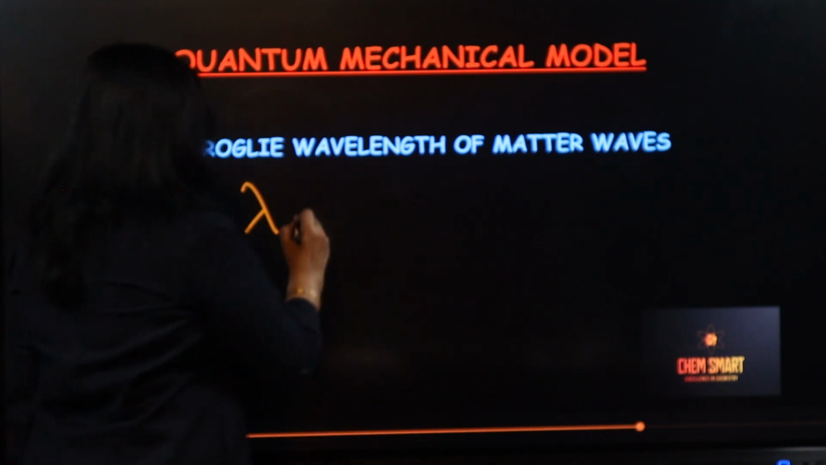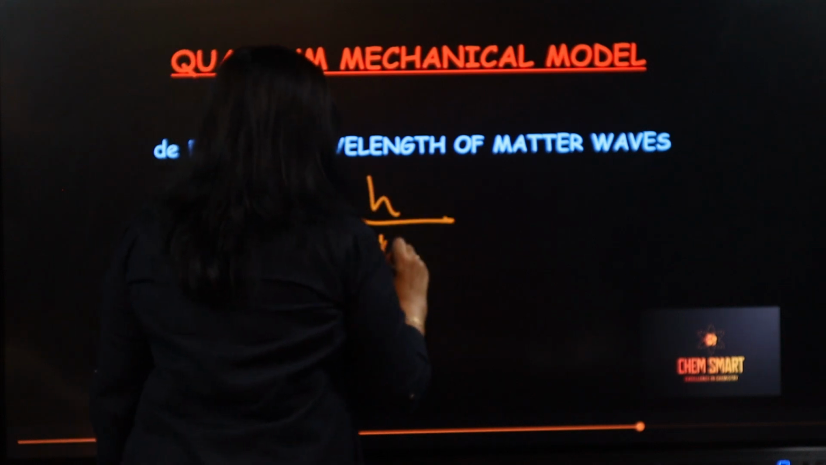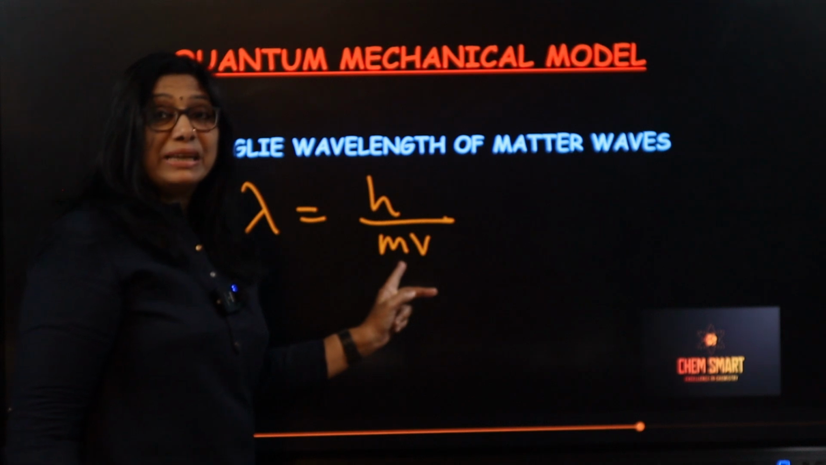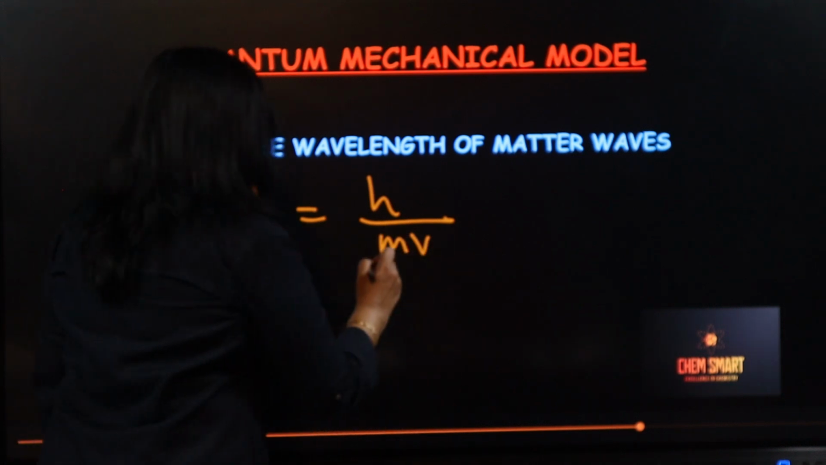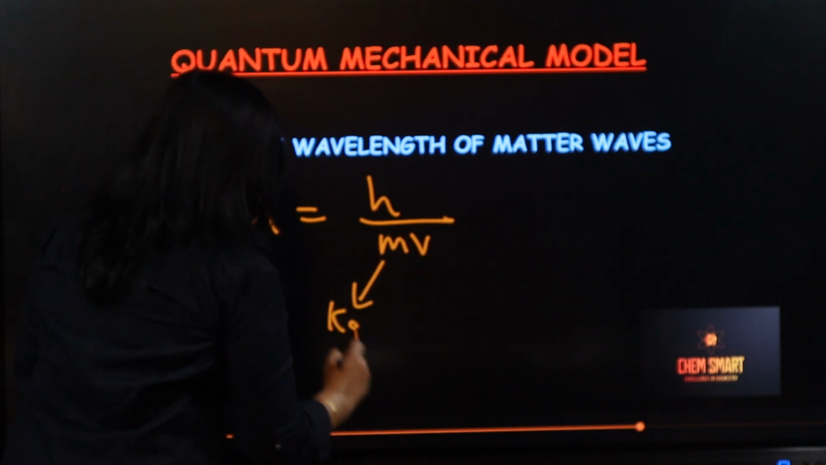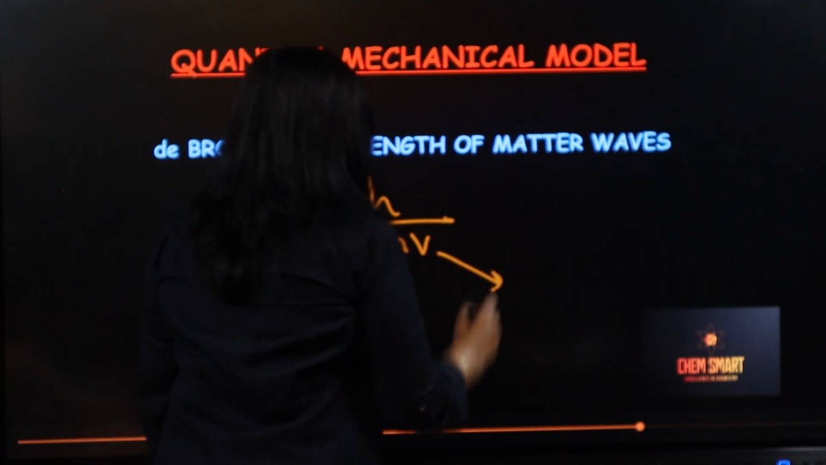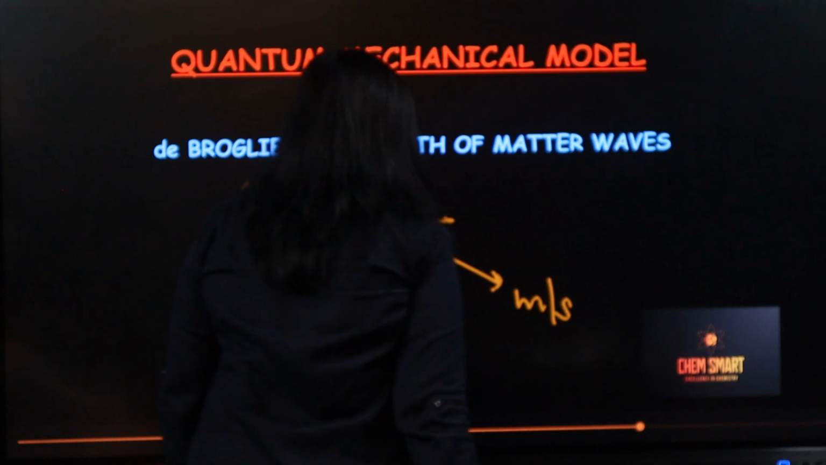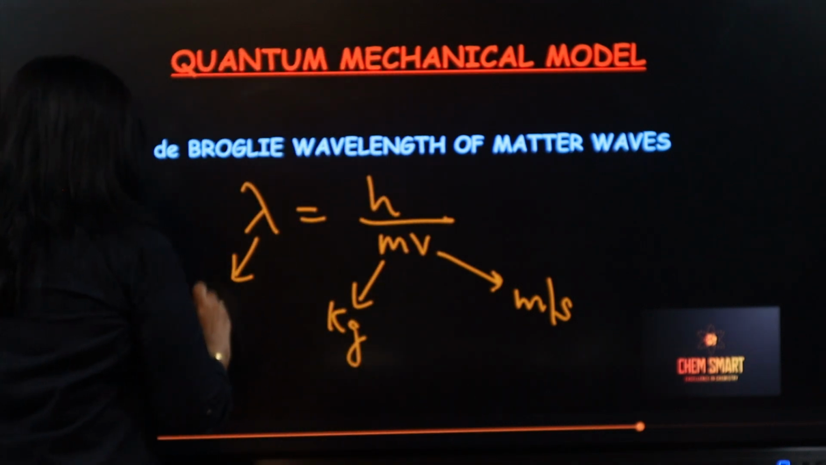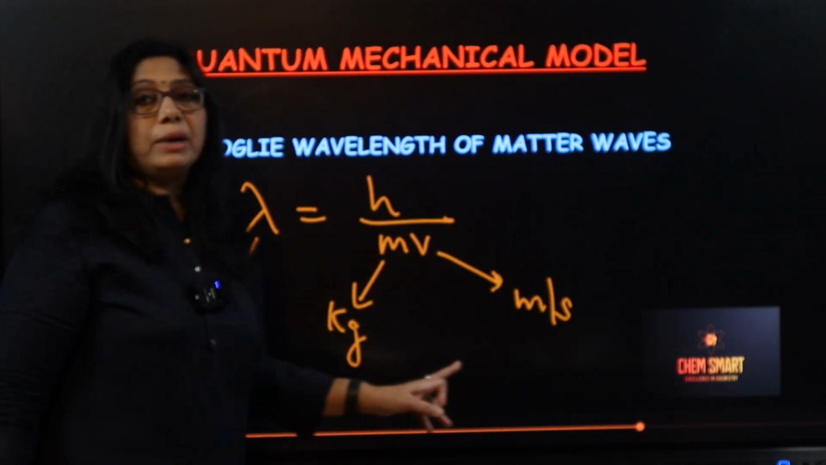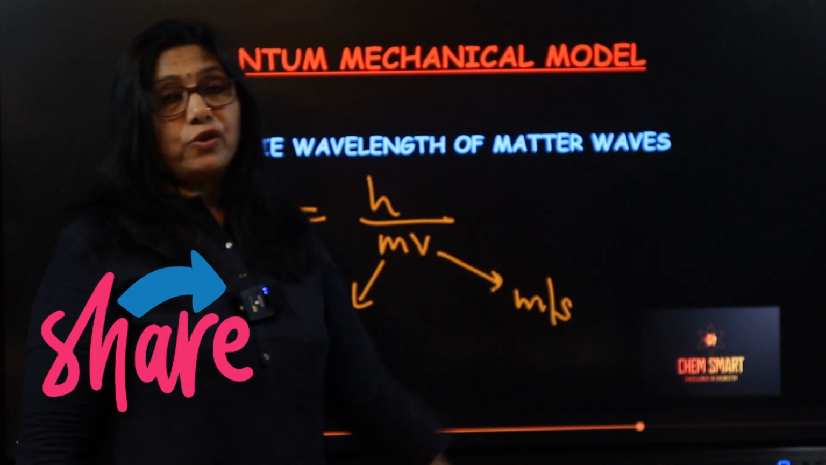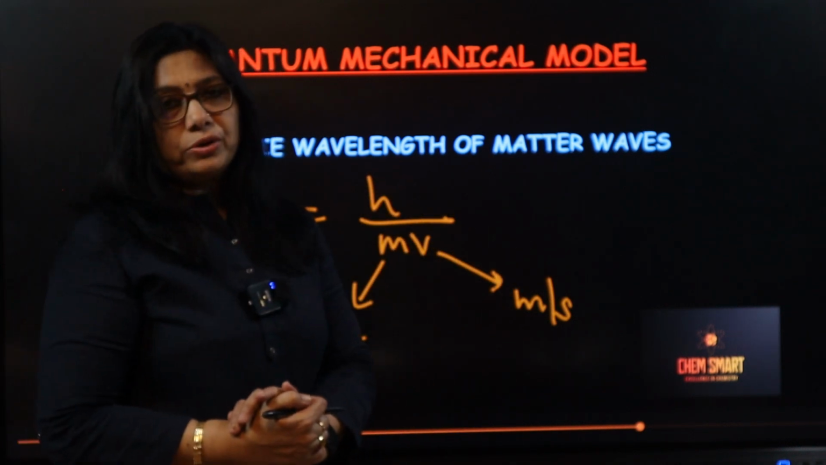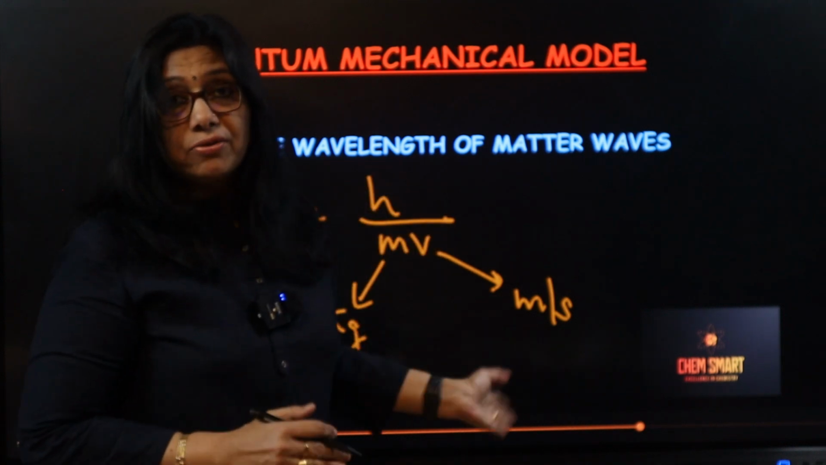That's called de Broglie wavelength, equal to h by mv, where h is the Planck's constant and m is the mass of the particle involved, but it is compulsory that mass should be in kilogram. Then v is the velocity of the particle involved. That is supposed to be in meter per second. And then you'll be getting this lambda in meter. You have to be very careful about the unit used in this formula. If they are not in these units, you'll have to convert before you substitute the values in the formula. Clear?